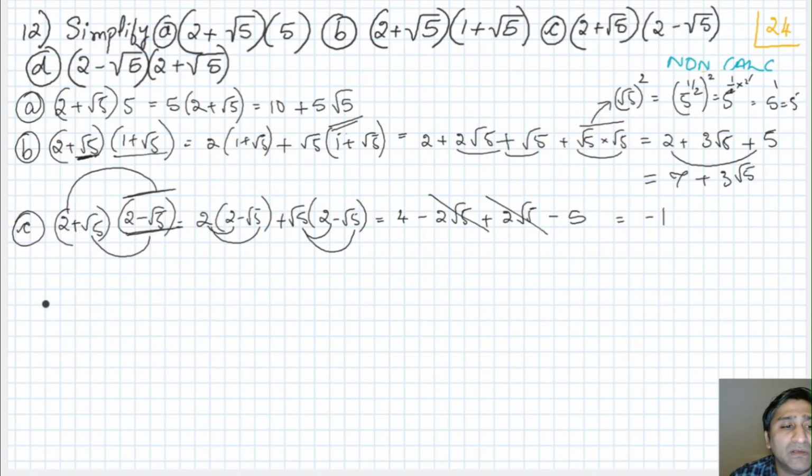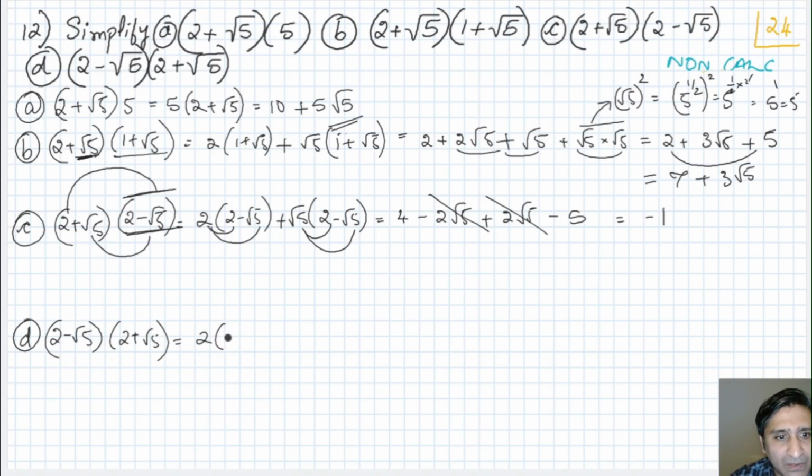Okay, now let's look at the problem number D, for example. What do we have here is we have 2 minus root 5 times 2 plus root 5. Big deal, the same problem as we did before. Again, I have written it so that let's look at other perspectives as well. We shouldn't be scared about thinking about signs in a different way, should we?